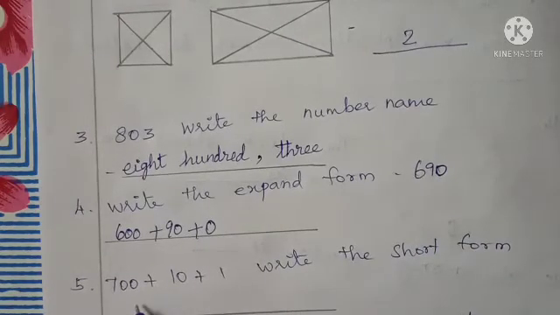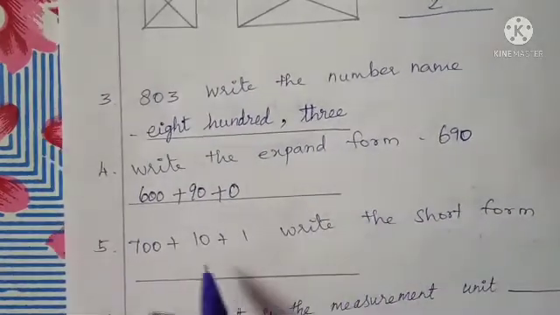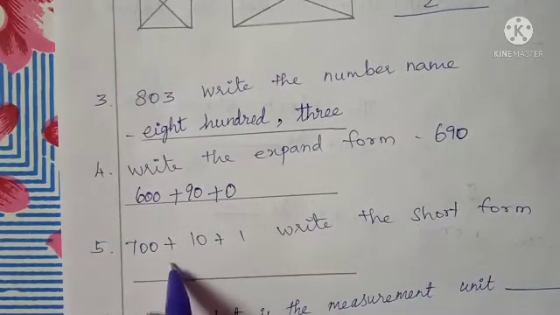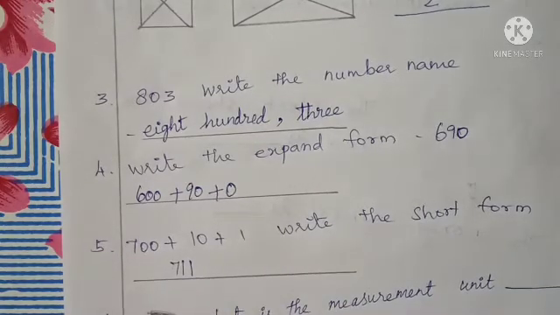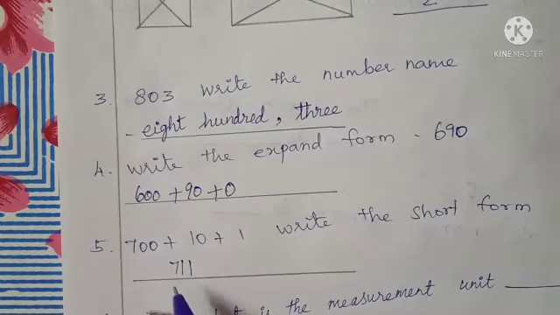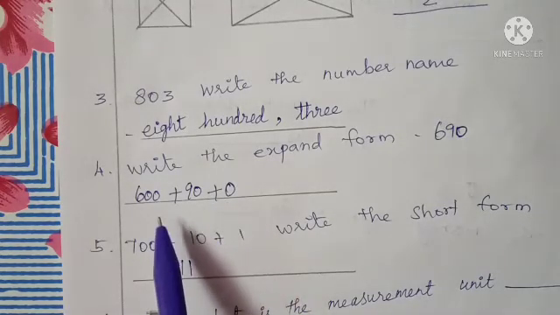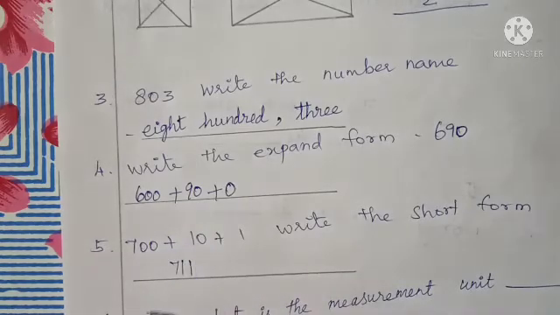The next one, 70 plus 10 plus 1. Write the short form. How to write it? How many hundreds? 7. How many tens? 1. How many ones? 1. So 711. This is the short form. Here we leave the zeros, but in expanded form you add the zeros. So this is the difference between expanded and short form. Easy to find out, children.